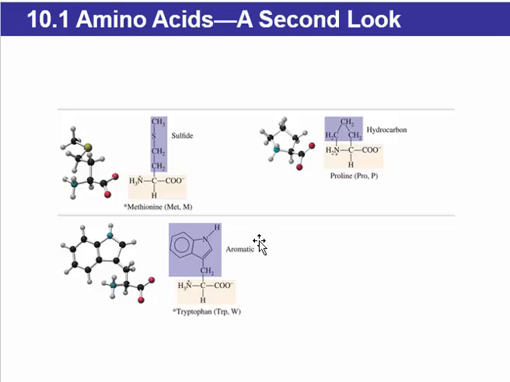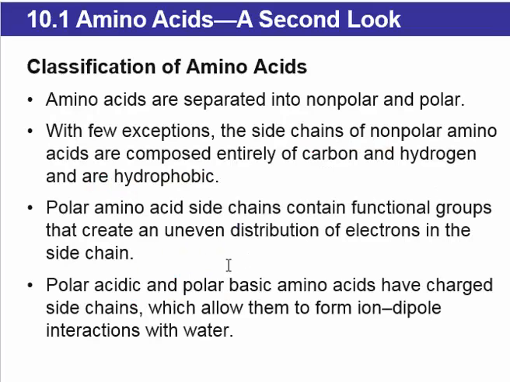Methionine and tryptophan are 2 nonpolar side chains that actually have heteroatoms. Sulfur has the same electronegativity as carbon, so this side chain of methionine remains nonpolar even though it has a heteroatom. And tryptophan is nonpolar even though it has an electronegative nitrogen. There are so many other carbons and hydrogens that the overall impact of the side chain is nonpolar or hydrophobic.